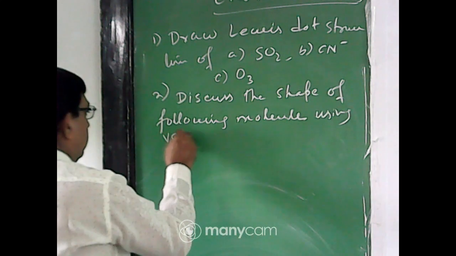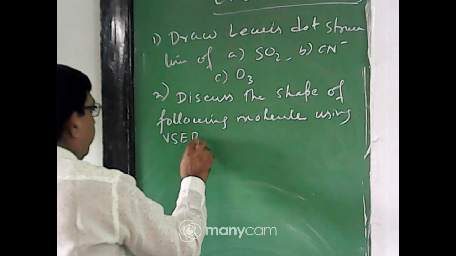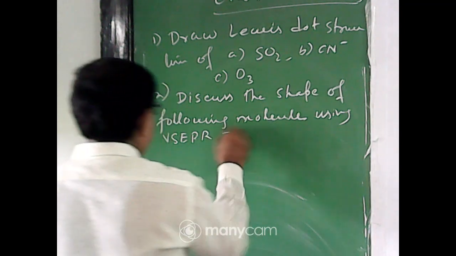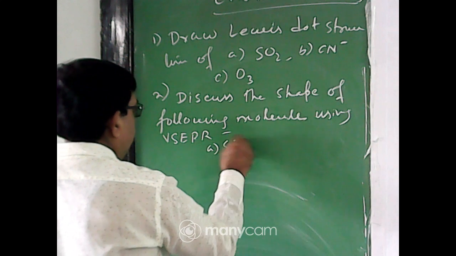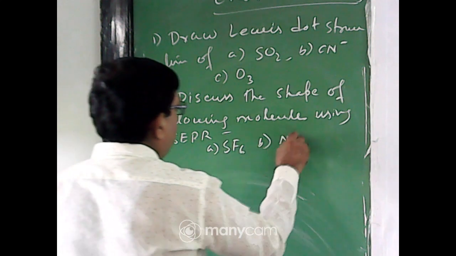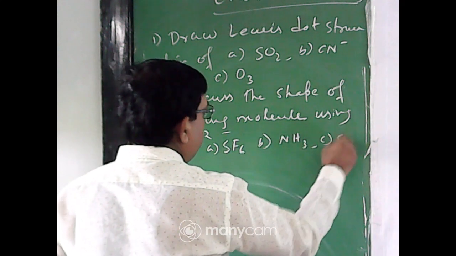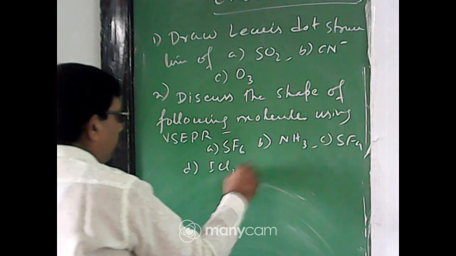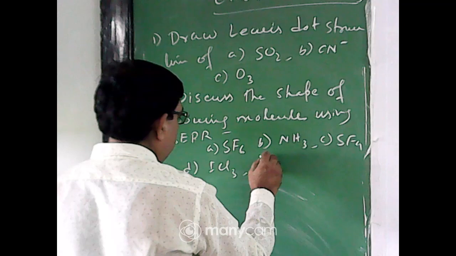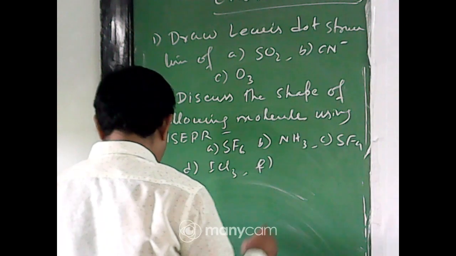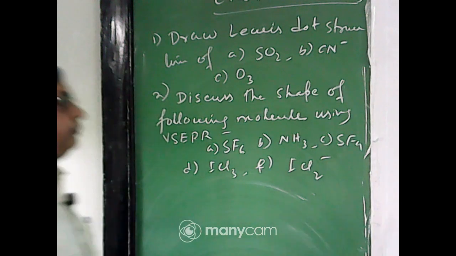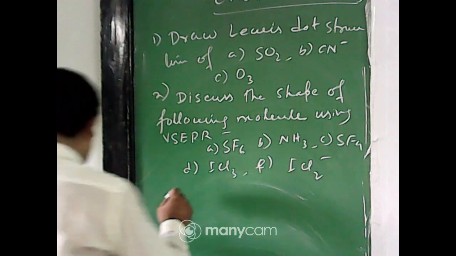Using VSEPR: A, SF6; B, NH3; C, SF4; D, ICl3; E, ICl2 minus. Now next question.